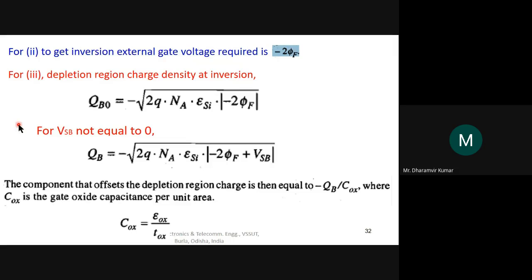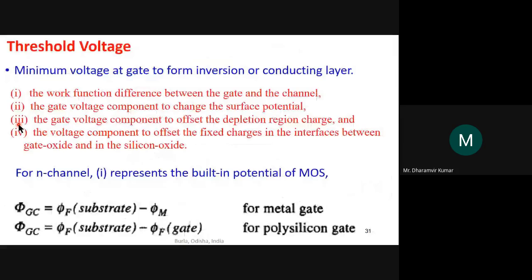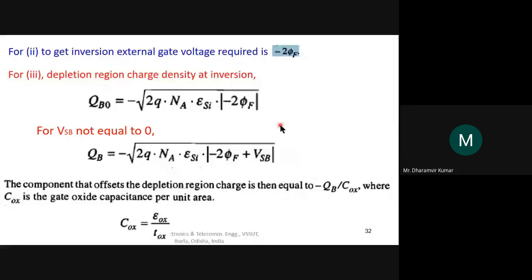What was the third point? The third point was the gate voltage component to offset the depletion region charges. Depletion region charge. So we know that the depletion region contains the ions, the donor or acceptor ions, and these particular ions have their own charge. So for 3, depletion region charge density at inversion, we had calculated the charge content of the depletion region in the previous class, last class.